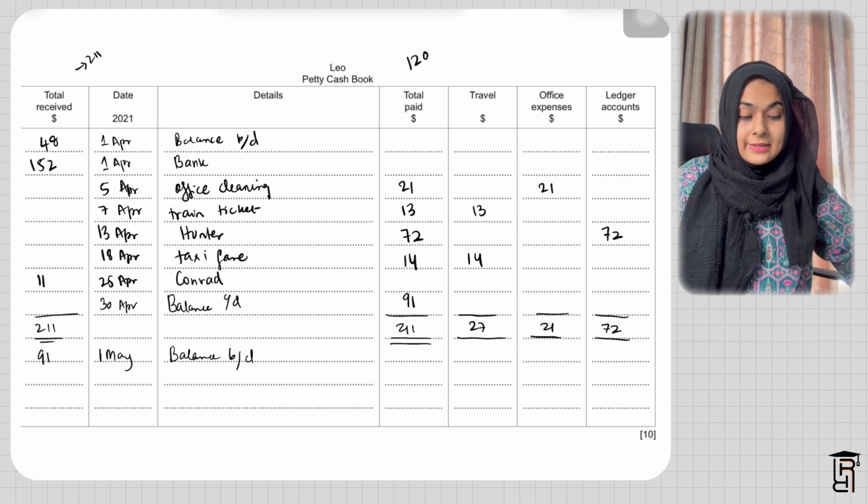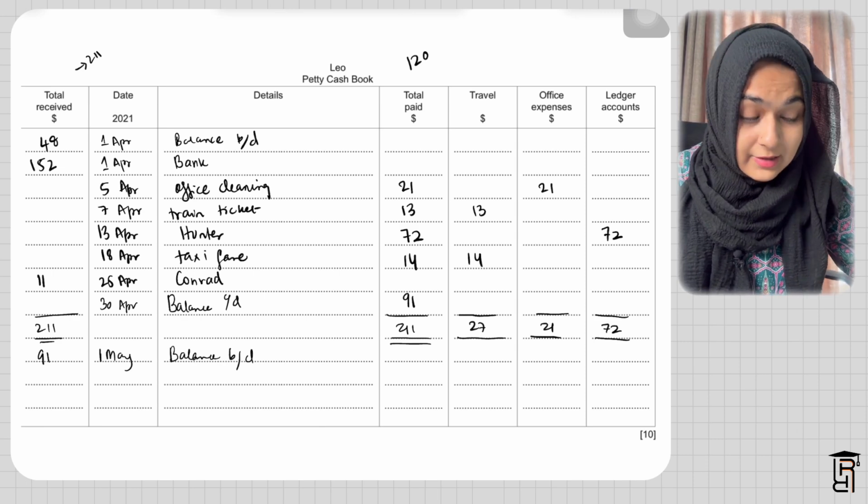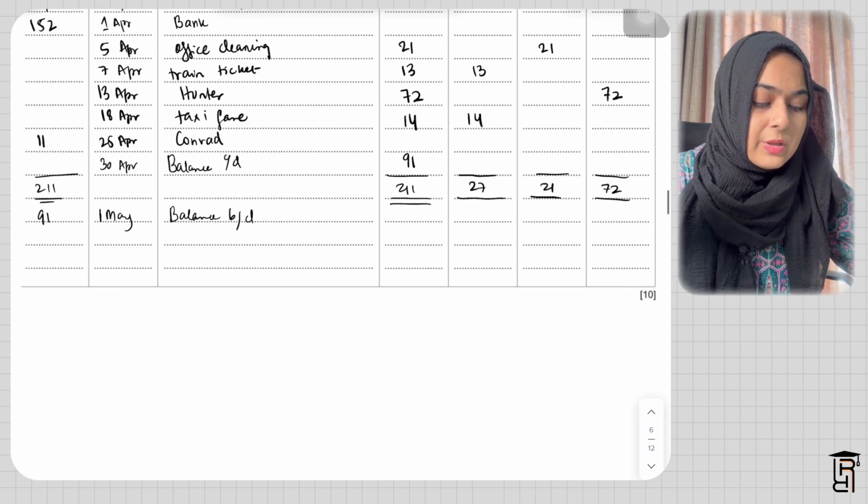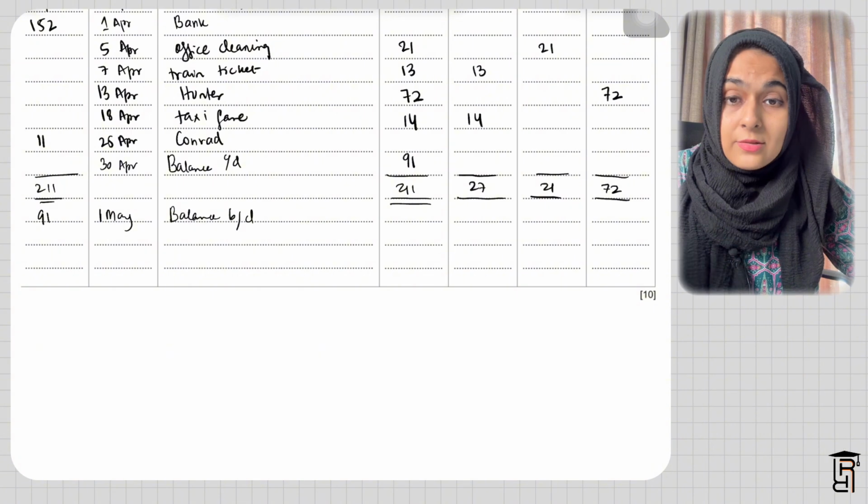And that's it. That's like free 10 marks, because petty cash is an extremely easy question. What you need to know is that you need to total the analysis columns as well.